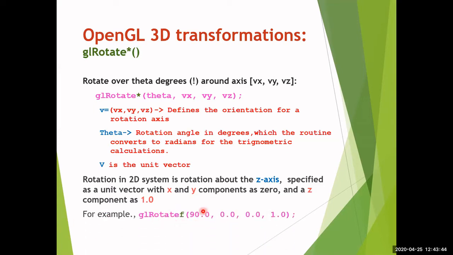So let's see the example here. You're rotating with glRotatef. The f is a floating value, so I'm using a floating value here. 90 degrees is my theta. 0, 0, because I want to rotate with respect to the Z-axis, so the Z-axis will be 1.0. If you want to rotate with respect to the X-axis, then keep the X-axis as 1.0, the Y-axis as 0.0 and the Z-axis as 0.0.